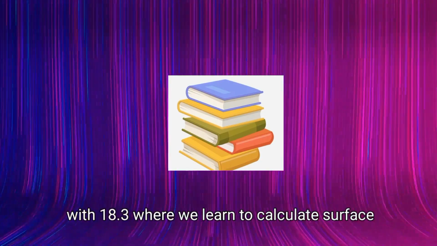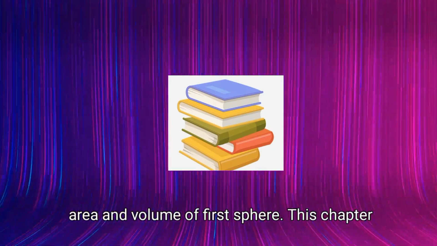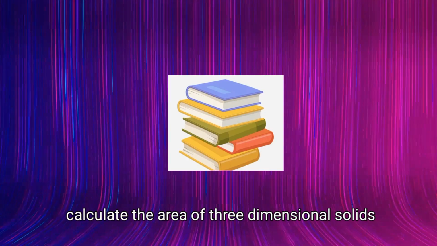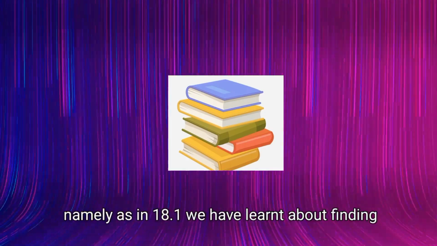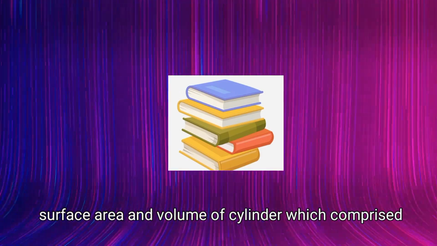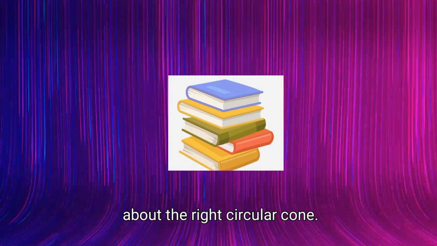We shall start with 18.3, where we learn to calculate surface area and volume of a sphere. This chapter, as stated earlier, we've learned to calculate the area of three-dimensional solids. Namely, as in 18.1, we have learned about finding surface area and volume of cylinder, which comprised of solid and hollow cylinders. Similarly, 18.2, we learned about the right circular cone.